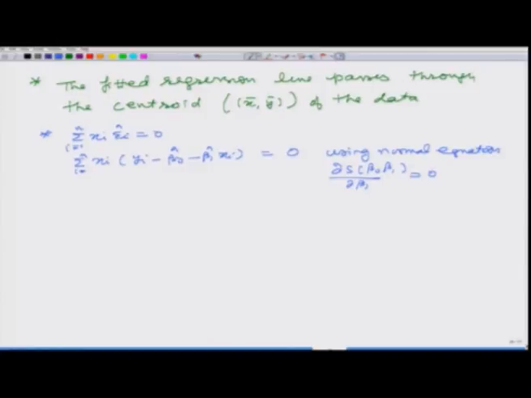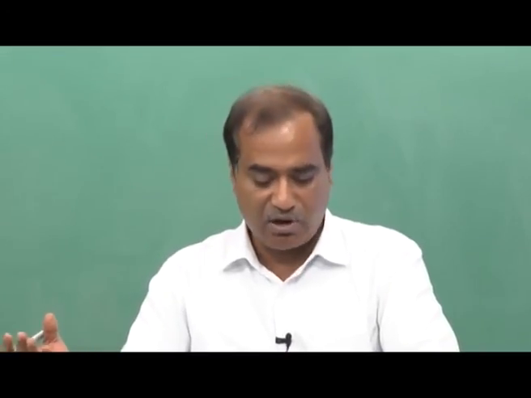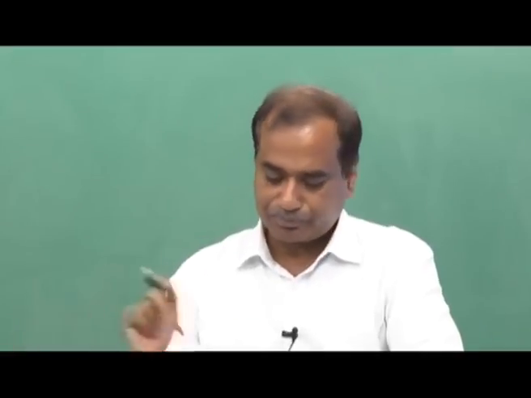Similarly, it is not difficult to prove that the summation, i goes from 1 to n, of yi hat epsilon i hat is equal to 0. So, these are some simple properties that we will use later on in establishing some more statistical properties of the estimators, right.